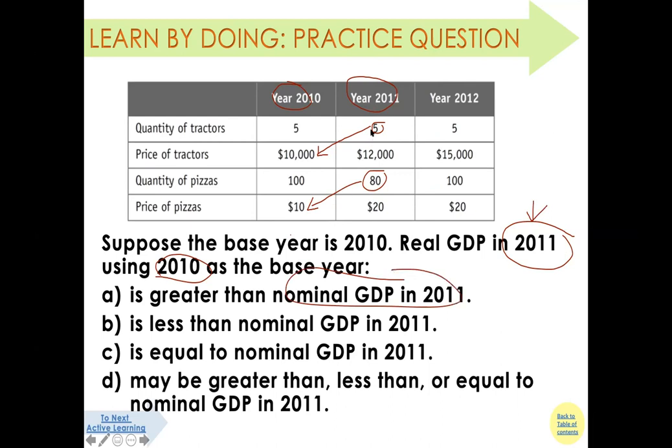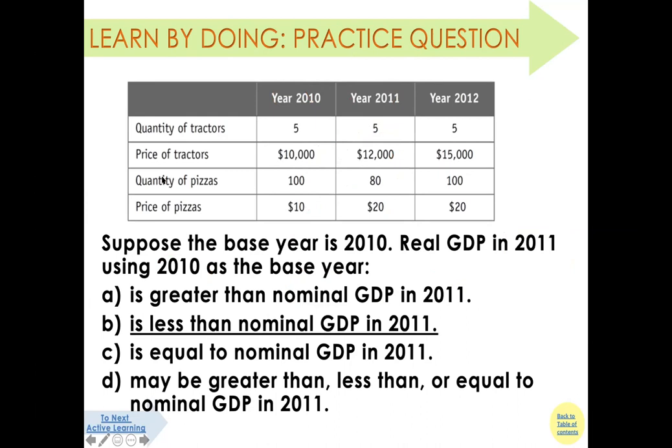Okay, so we just learned how to calculate real GDP, so we can do the same exercise for nominal GDP. What's nominal GDP? Nominal GDP is going to be 5 times this price, 80 times this price. And then we can compare. Certainly, because the price increased, the nominal GDP will be bigger than the real GDP in this example.